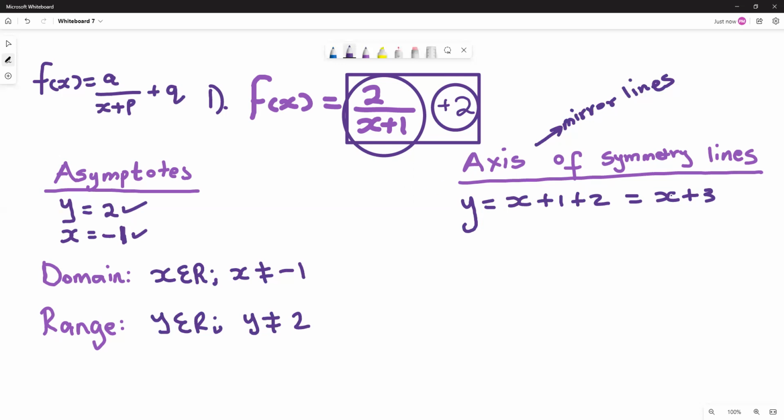So, and we can see that the gradient is 1, right? So this one, the question here, they usually say axis of symmetry line that is increasing because the gradient is positive 1, or they'll say find the axis of symmetry with a positive gradient. So this axis of symmetry line is increasing.